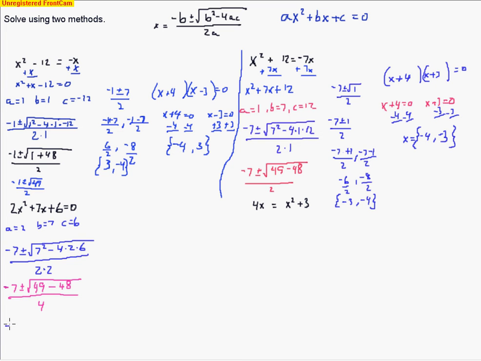And we continue to solve. Negative 7 plus or minus the square root of 1 over 4. When I take that square root of 1, I've done that before. That just makes 1. And this is all over 4. So now we can set up our two problems.